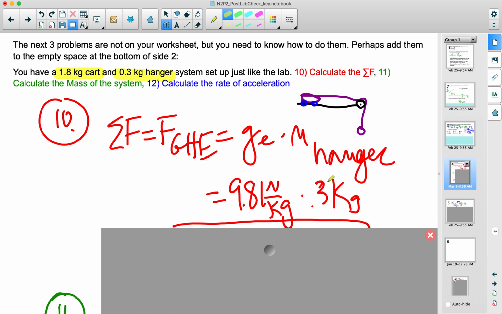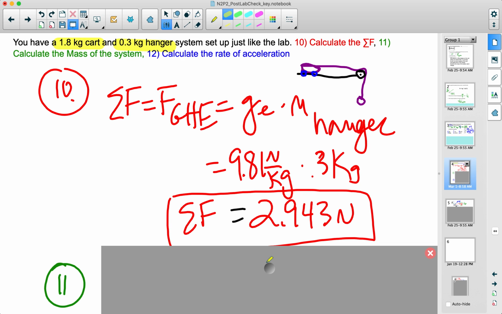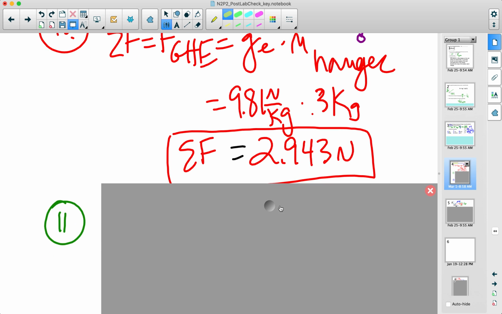I'll be pretty flexible with you depending on which of those you use in here. We go times 0.3 kilograms, so 9.81 times 0.3 is going to be around 3. So you got a net force of 2.943 newtons. So that's how hard the gravity is pulling on the hanger. That's the weight of the hanger, and it's causing the whole system to speed up.